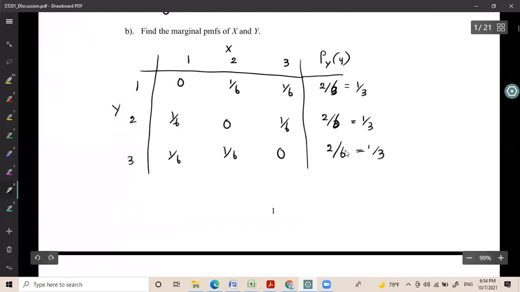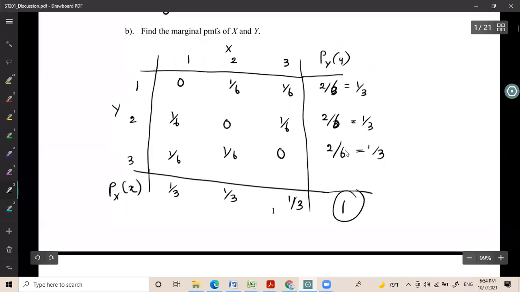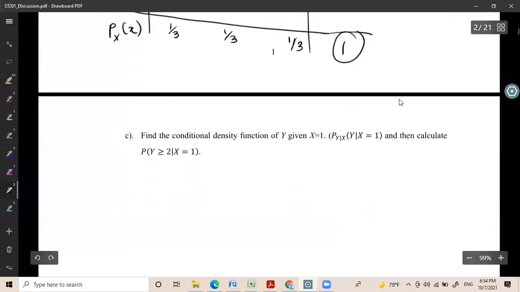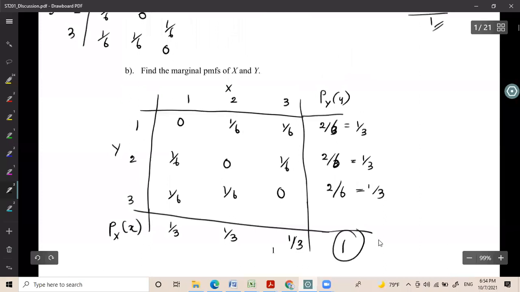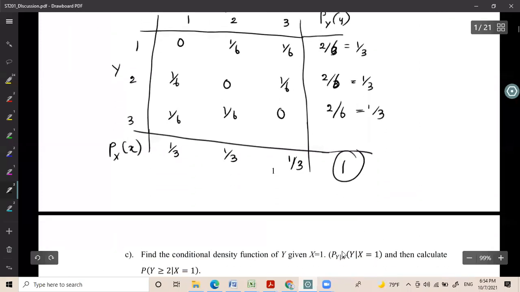So PY is a proper PMF. And then you can have the marginal density of X. Very similarly, it will be 1/3, 1/3, and 1/3. Total probability 1. Okay. And then you have to find the conditional density function of y given x equals 1. And then you have to calculate the probability y greater than or equal to 2 given x equals 1, right? So we'll use this one.